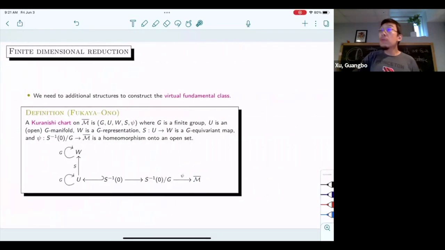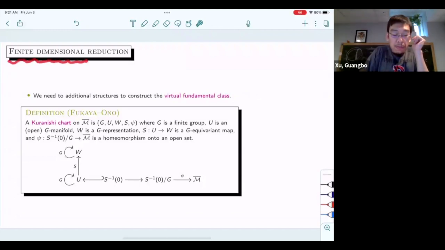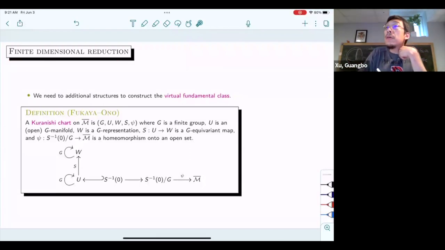All right. Let's look at this construction more carefully and at how this virtual fundamental cycle is defined. The general idea is called finite dimensional reduction, or at least that is one way to do it. I will choose to use Fukaya-Ono's notion of Kuranishi chart to review this construction using finite dimensional reduction.